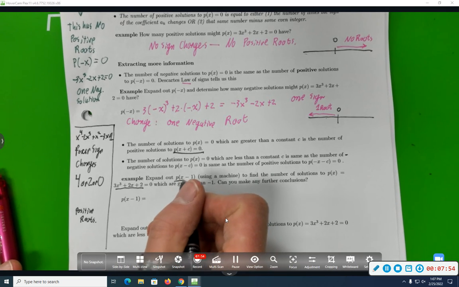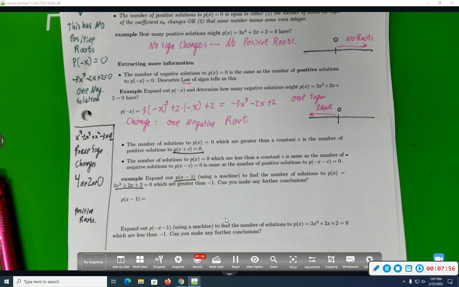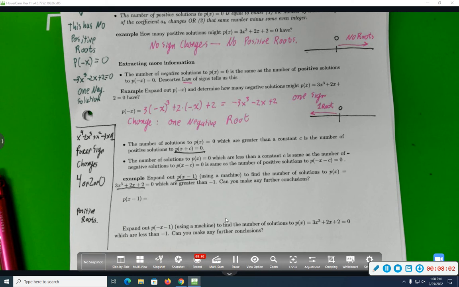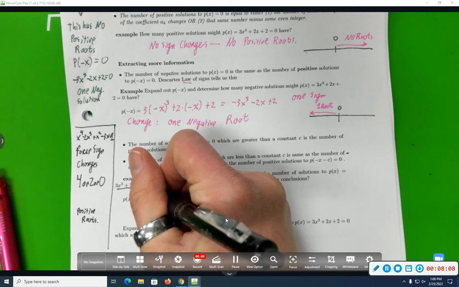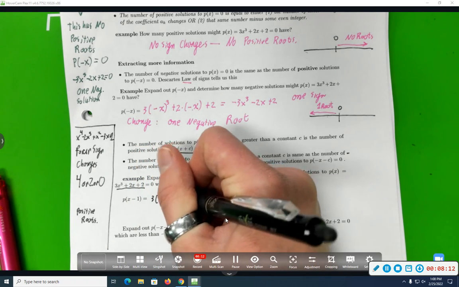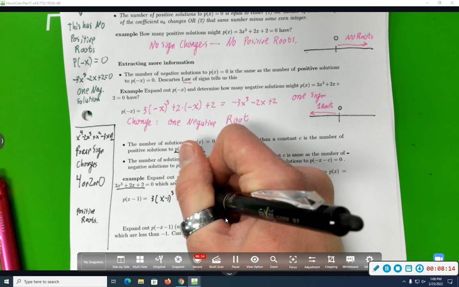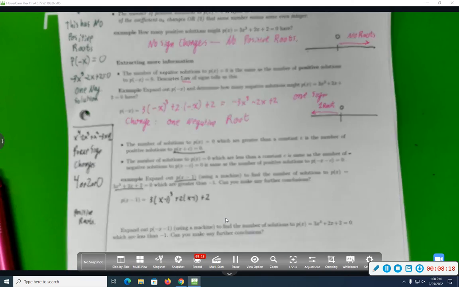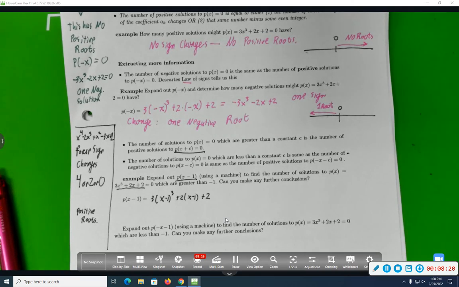Let's expand out p of x minus 1, using a machine or not using a machine, to determine the number of solutions to p of x equals this that are greater than negative 1. So let's see what happens. So p of x minus 1, that'll be 3 times x minus 1 cubed plus 2 times x minus 1 plus 2. And now I'll give people a choice.